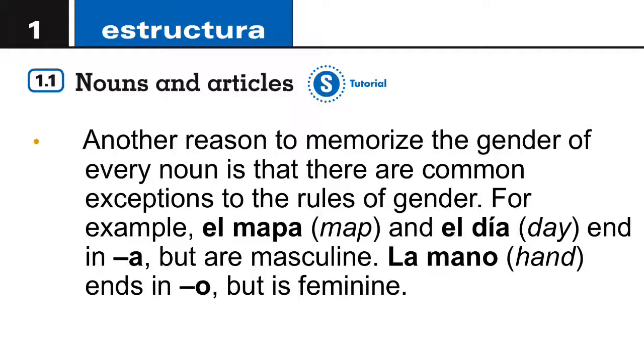Good. We look at our article in the front. We have el. El is for masculine. And we have words like la mano, which means hand. It ends in O, but it's feminine. Same thing. Our article in the front tells us what the gender of the noun is.